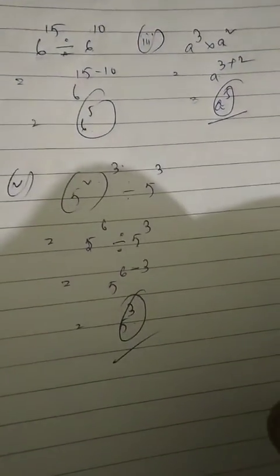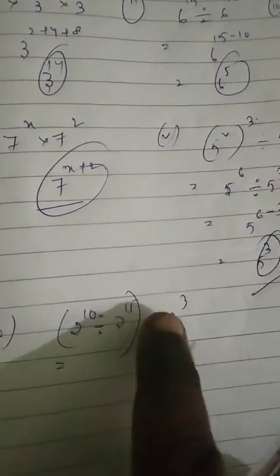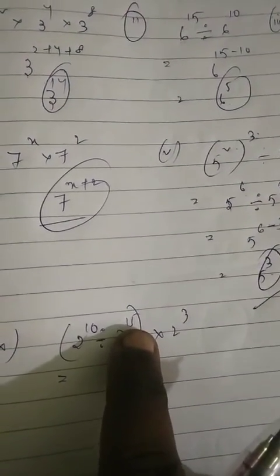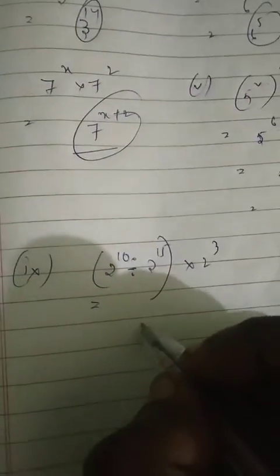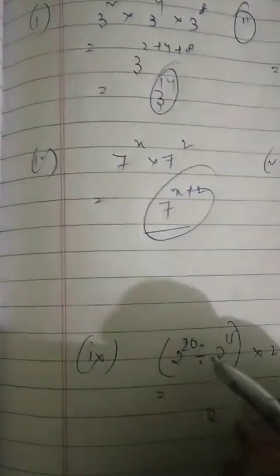Same thing, let's try question number 9, which is slightly different from the other questions. Question number 9 is 2 to the power 10 divided by 2 to the power 15, bracket close, into 2 to the power 3 into 2 to the power 3. So here, children, it's 2 to the power 10 divided by 2 to the power 15. They are in division within a bracket, so we are going to perform the operation of this bracket first. It's actually not 10, it's 20.